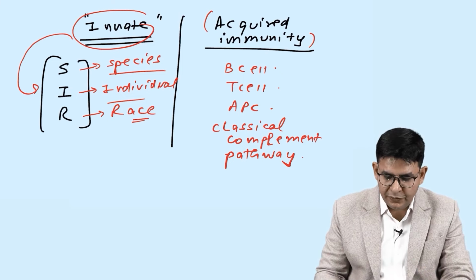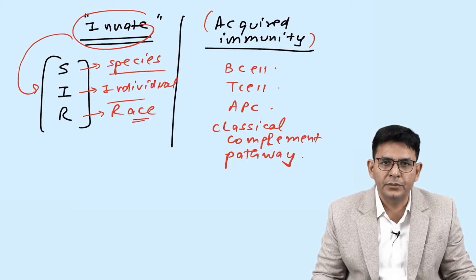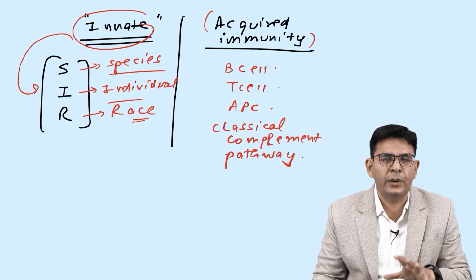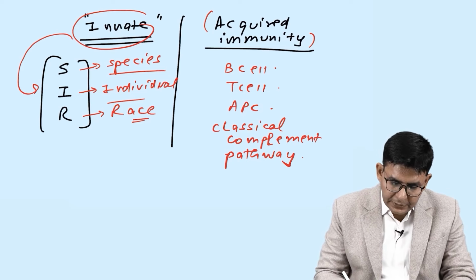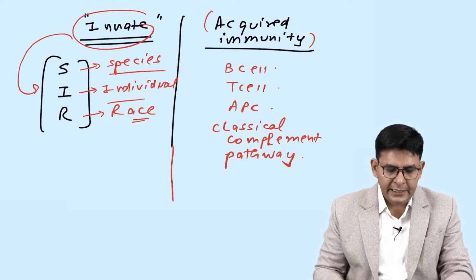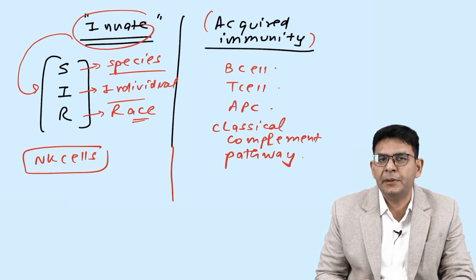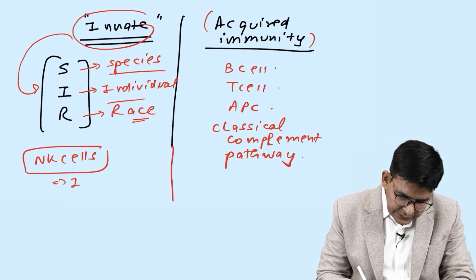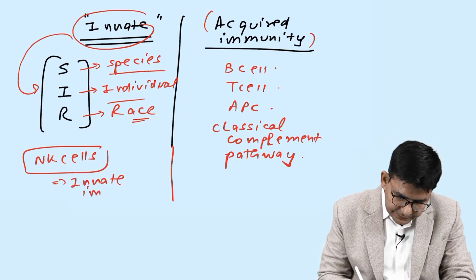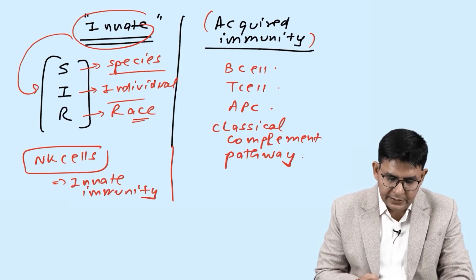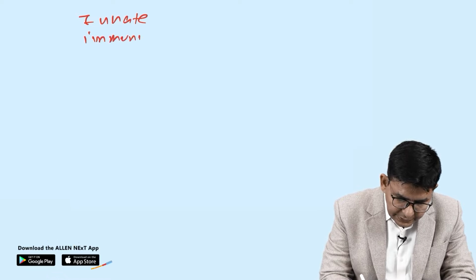Innate immunity. So half of your problems are solved here itself, that most of the things are part of innate immunity, and very few things are part of acquired immunity. Fine. If we name some, like the recent question is, NK cells, natural killer cells, are part of what? The answer to this question is, they are part of innate immunity.